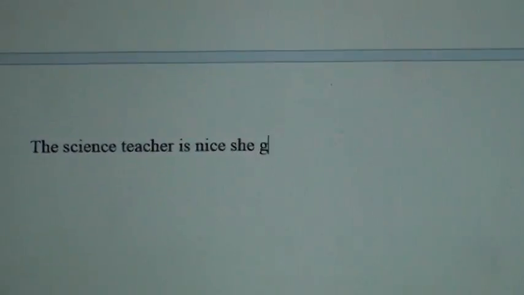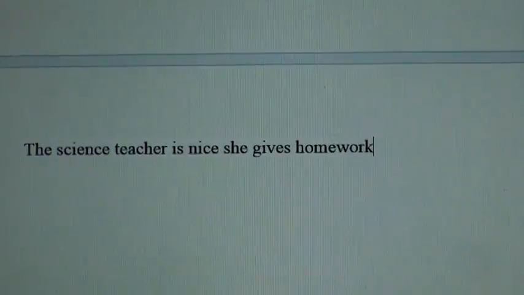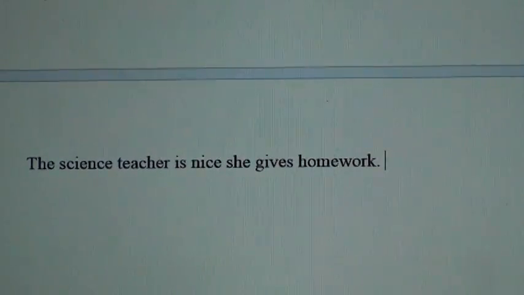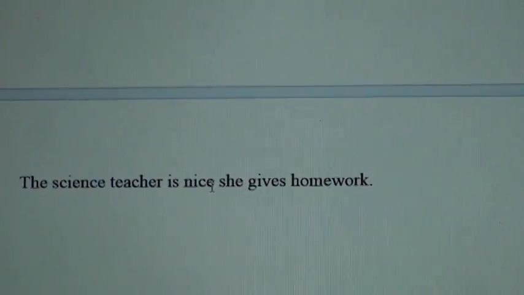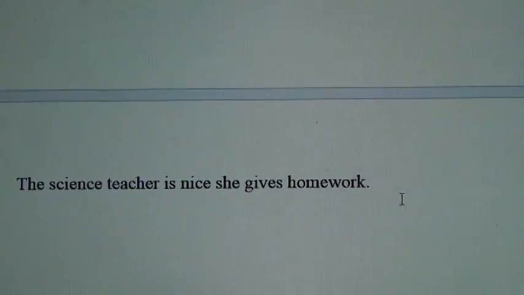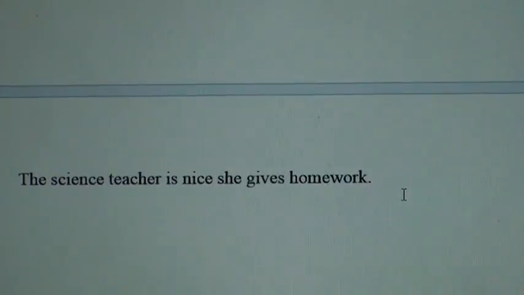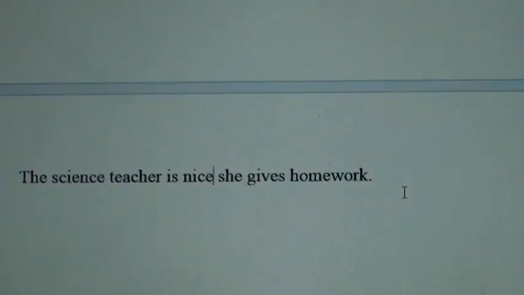It's a combination of more than one independent clause that are not connected properly. An example of a run-on sentence is, "The science teacher is nice. She gives homework." This sentence does not properly connect two different complete thoughts. The science teacher is nice and she gives homework. This sentence expresses two complete thoughts without being connected properly.